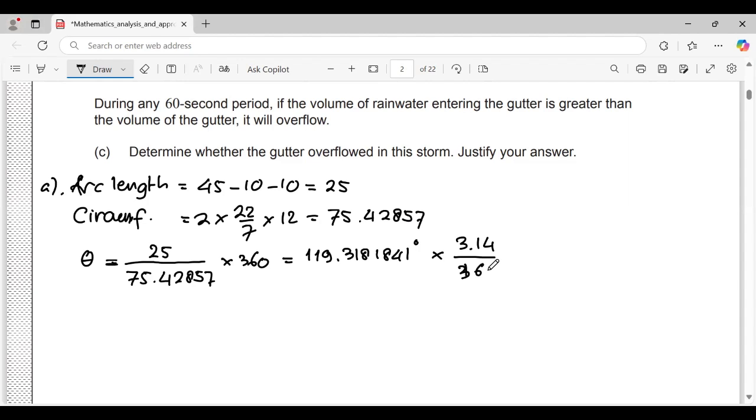over 180, and it is 2.0814. Round off becomes 2.08 radians. Next, B.